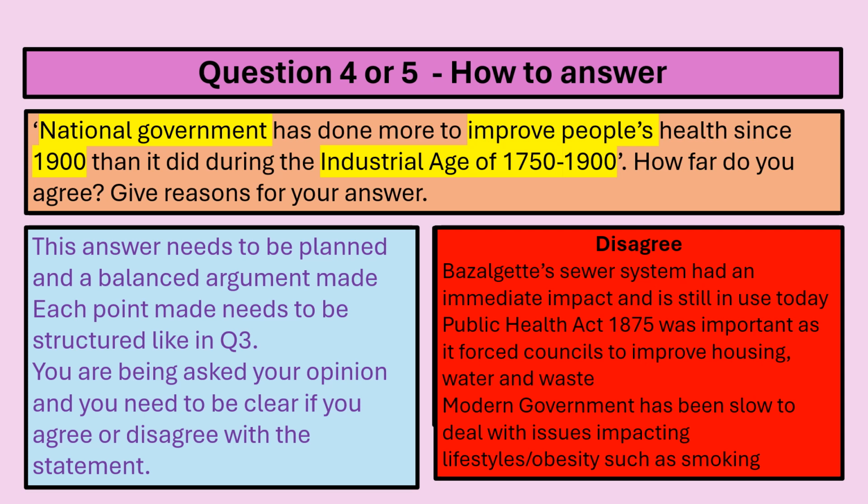The government in recent times has also been quite slow to deal with issues like obesity and lifestyles. They were quite slow to pass smoking laws or introduce sugar taxes to deal with obesity and cancer. So you could argue that actually the industrial period was more proactive in improving people's lives. But as long as you're arguing your point in the same way as you did with question 3 and explaining and linking back to the question, you will do well.